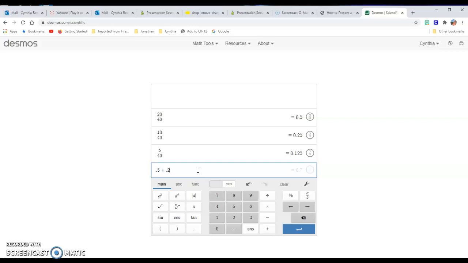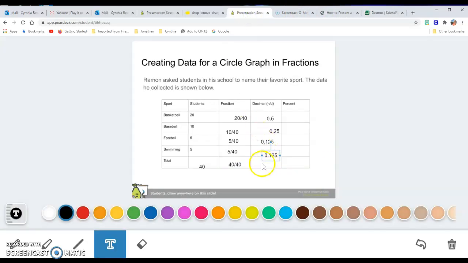So that's a quick way of checking. 0.5 plus 0.25 plus 0.125, and then I got two of those, 0.125. Yep, the answer is 1. So how do I change these decimals into percent?